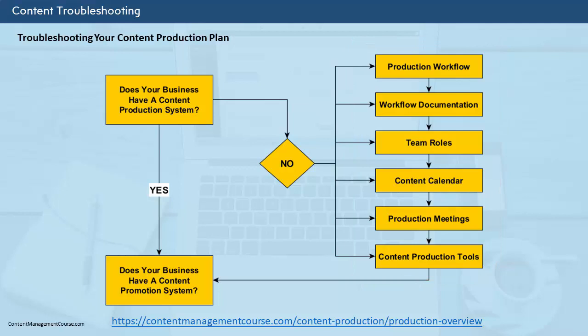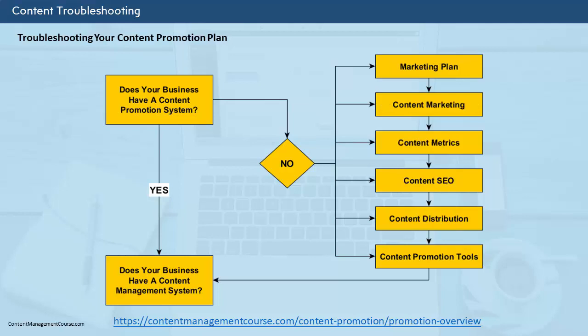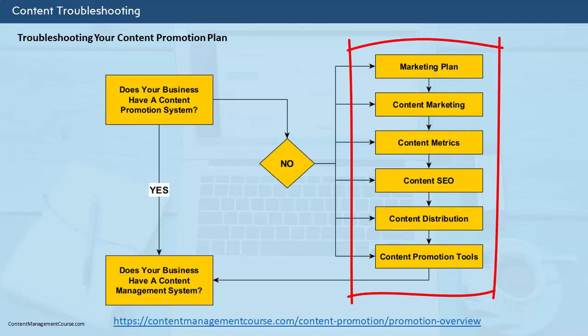Now, if your content performance hasn't improved after reviewing your content production plan, then you would look at your content promotion plan and see if there are any issues or problems, like whether your team is following the marketing plan, if they have access to analytics data and reports and can understand the metrics, if they're using the right distribution channels and the right tools to track content performance, improve SEO, and so on.